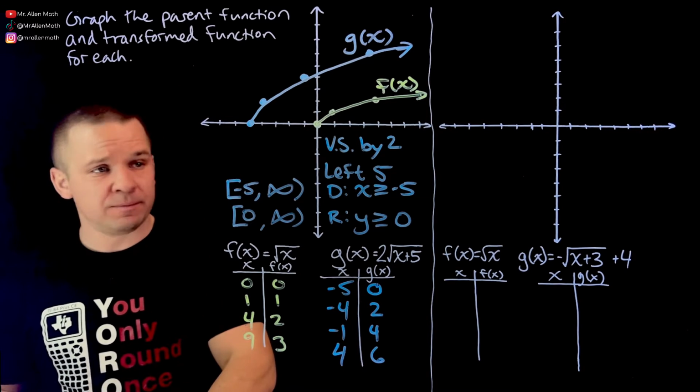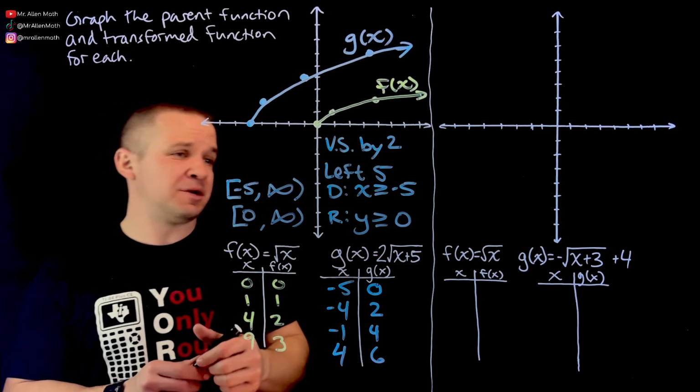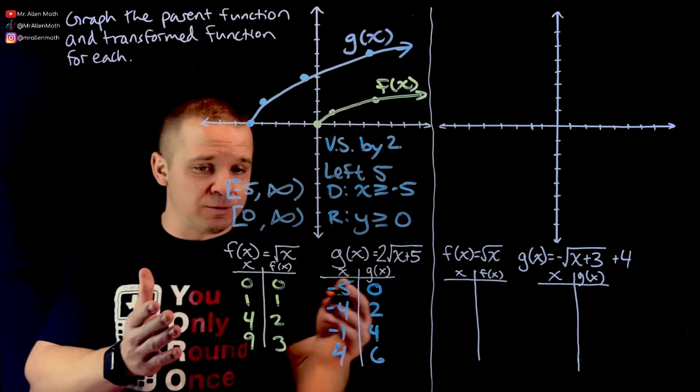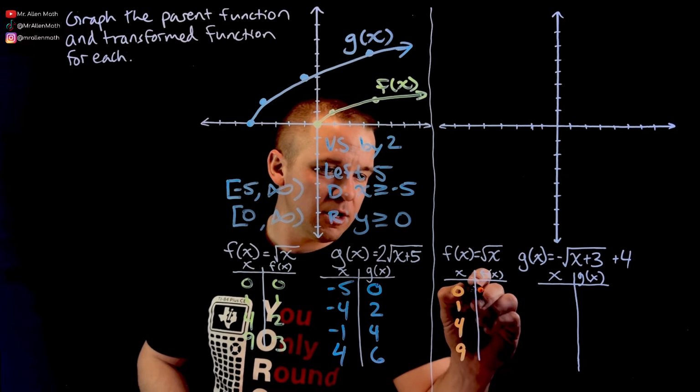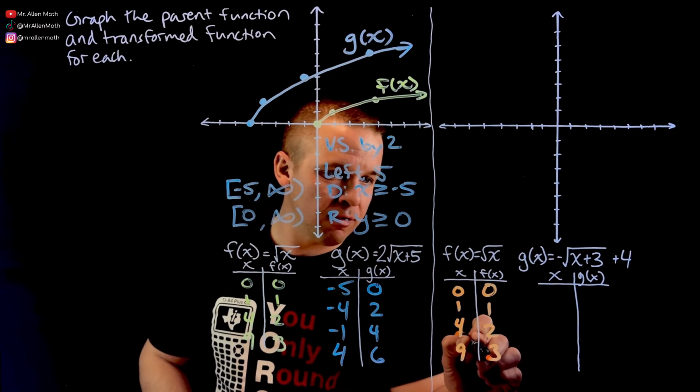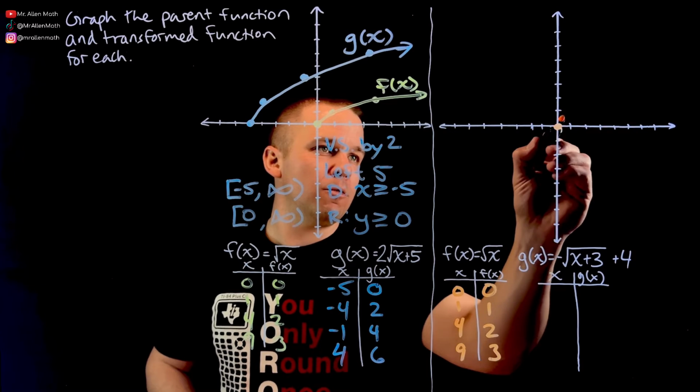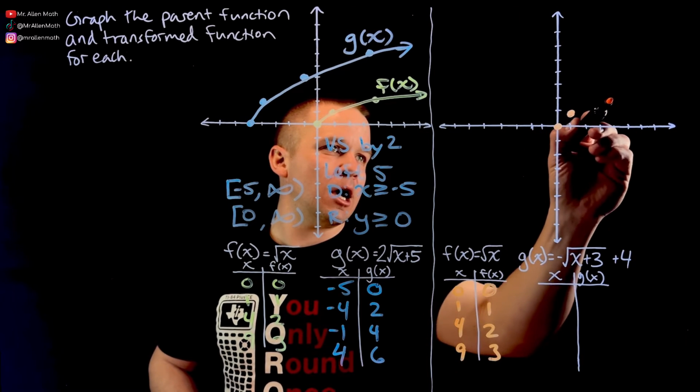Let's do our parent function in orange this time because that seems like fun. So for this one, it's still going to be the same values, 0, 1, 4, and 9, which will be 0, 1, 2, and 3. I could plot all those. Boop, boop, and boop.